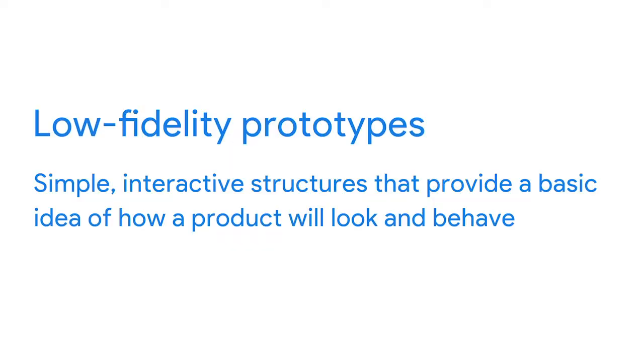I mentioned that prototypes are intended for testing our product ideas before we produce the real thing. Prototypes are broken down into two categories, low fidelity and high fidelity. Low fidelity prototypes are simple, interactive structures that provide a basic idea of how a product will look and behave. They're used to communicate big picture design concepts and usually don't include finalized design elements or realistic content.